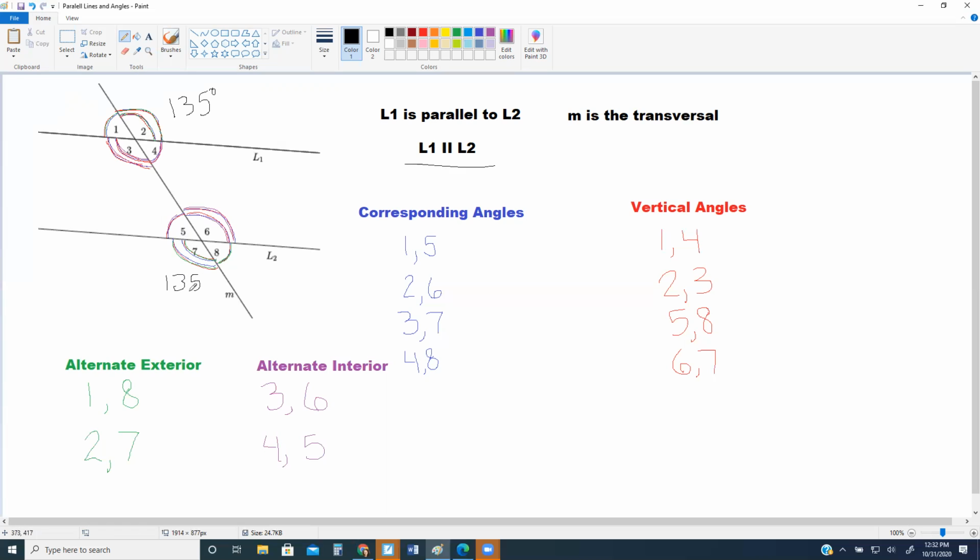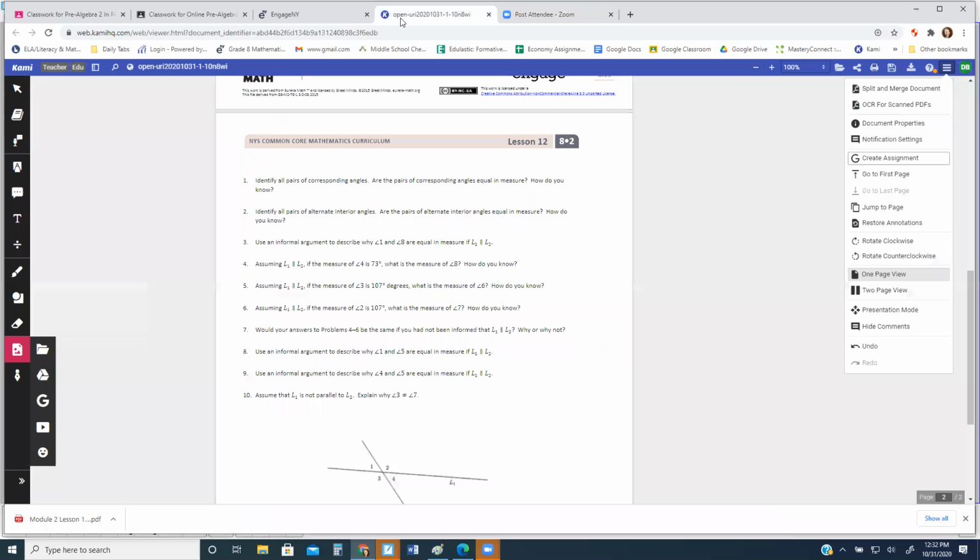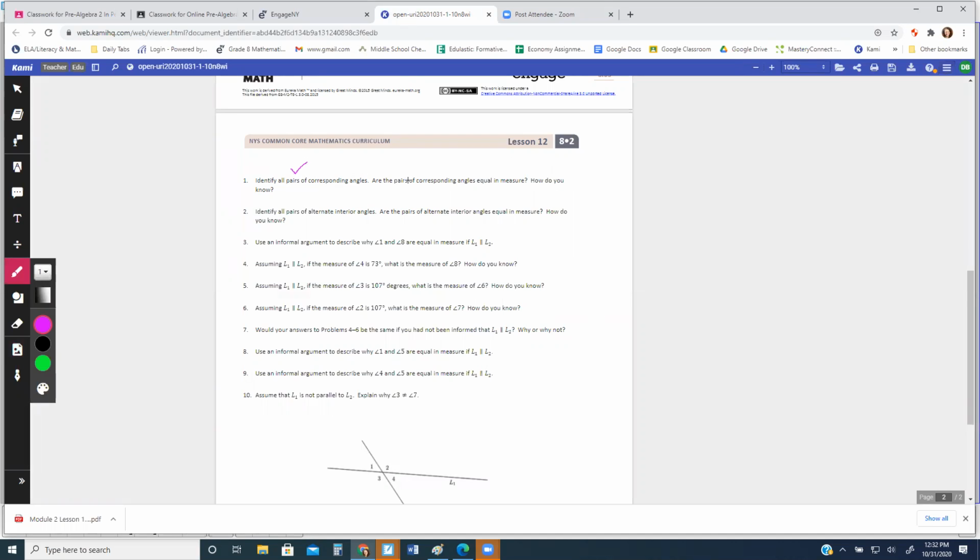See how that works? So I want to take a peek at your assignment because there's some important things I want to call your attention to on your assignment, okay? I want you to look at how much your assignment is asking you to do. It says identify all pairs of corresponding angles. So that's one thing that you need to do. Are the pairs of corresponding angles equal in measure? Answer the question. How do you know if they're equal in measure? Tell me, okay? Identify all the pairs of alternate interior angles.